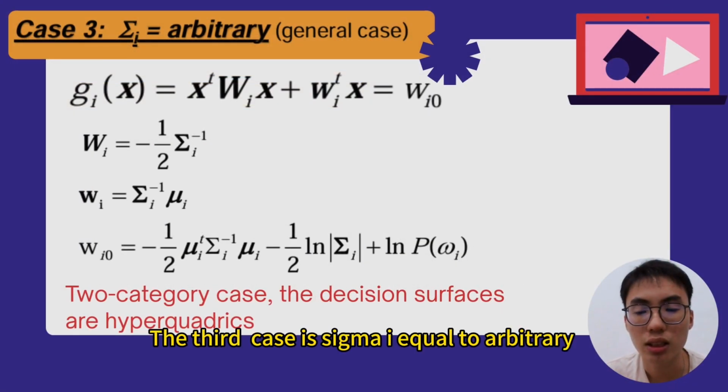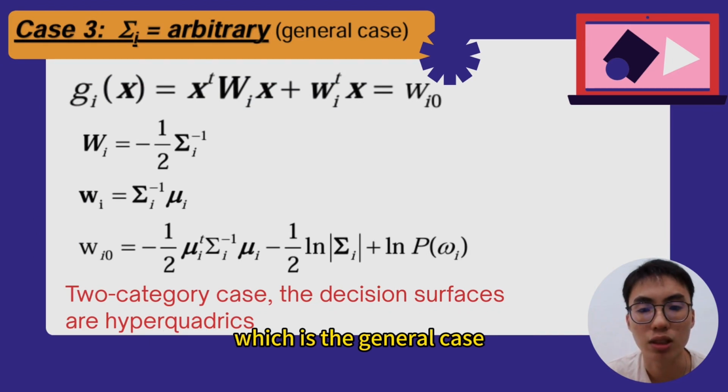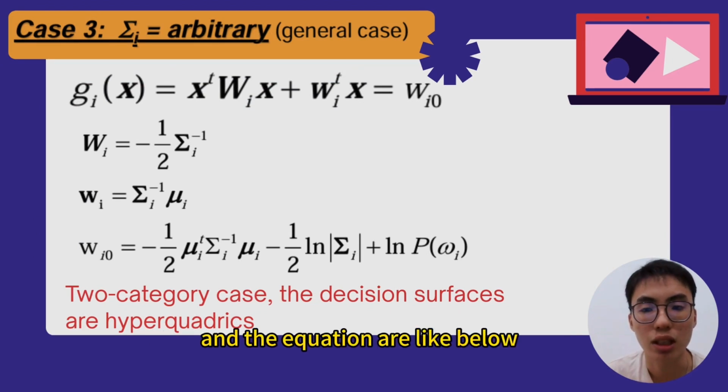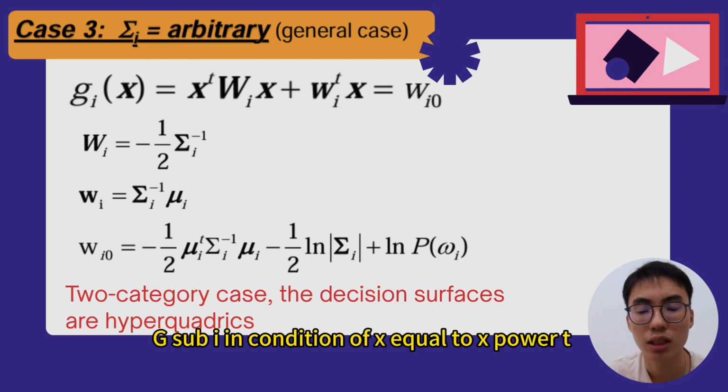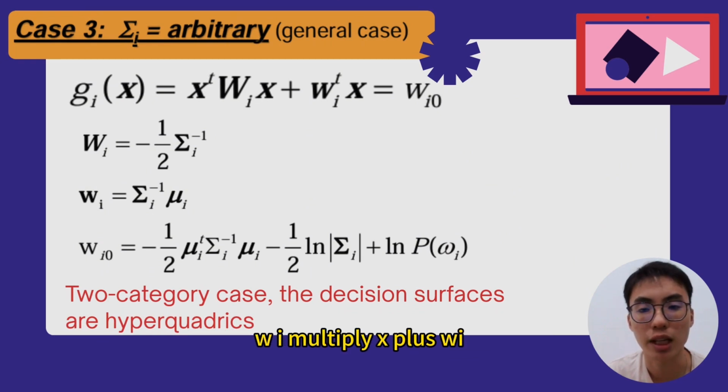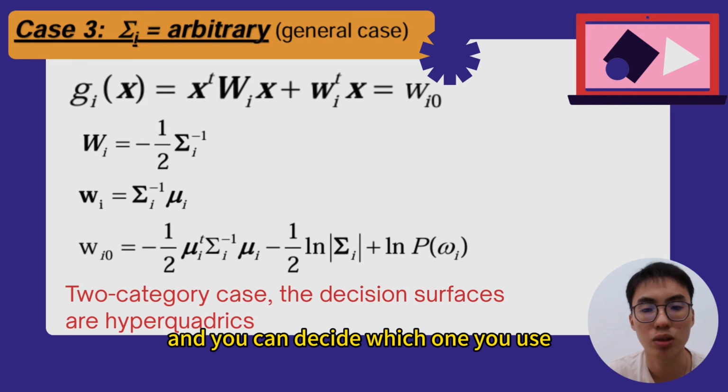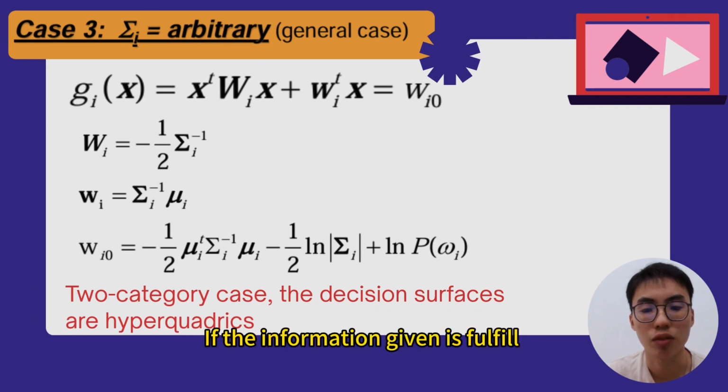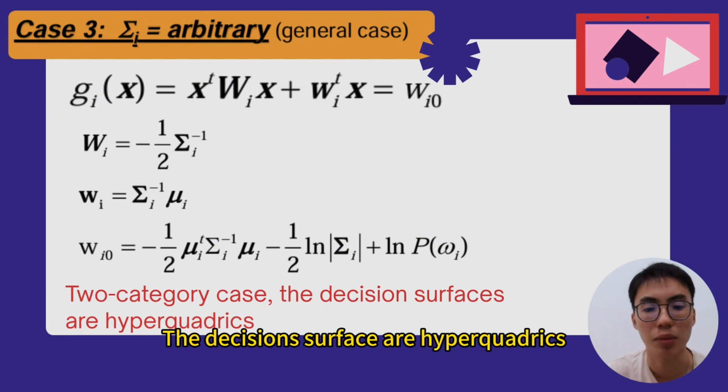The third case is sigma i equals arbitrary, which is the general case, and the equation is like below. g i of x equals x transpose W i x plus w i transpose x plus omega i0. You can decide which one to use if the given information is fulfilled. In the two-category case, the decision surfaces are hyperquadrics.